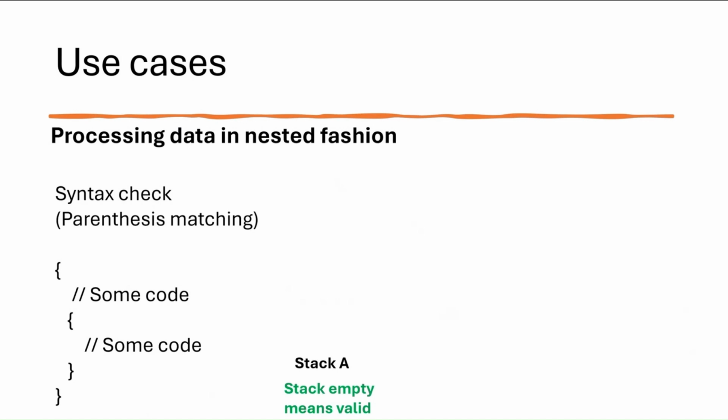We saw two opening brackets and two closing brackets here. That's why any opening brackets were pushed to the stack, and whenever a closing bracket was encountered, the opening bracket was removed from the stack, right? And if the number of opening and closing brackets is the same, then the stack will be empty. It means valid, right? And one more use case is expression evaluation.